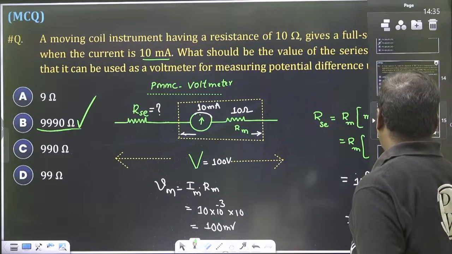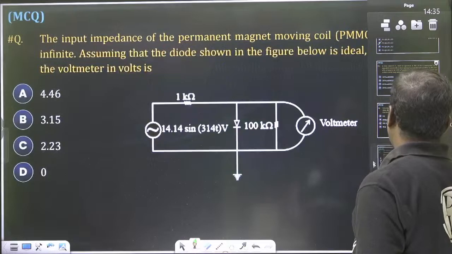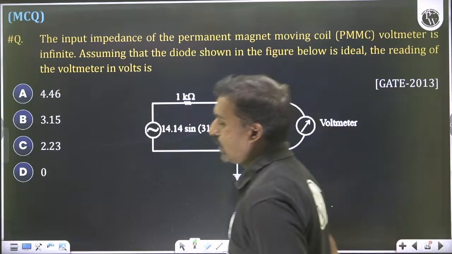Okay, now let us go for another question. Try to answer this question. GATE 2013 question.